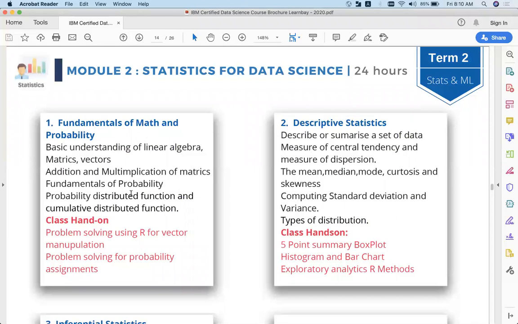The basics of the first part we have covered, and I will take the assignments in Python. So that is one thing. And generally this is the flow. For example, we'll learn more about descriptive statistics today. How do you describe, how do you summarize a set of data points? What is a central tendency? What is a measure of dispersion? What is mean, median, mode, kurtosis, skewness? How do you compute standard deviation, variance, and types of distribution? Then coming to your practical hands-on, what is a box plot? How do you do a histogram, bar chart? So basic exploratory analysis. This is the second topic that we'll discuss.